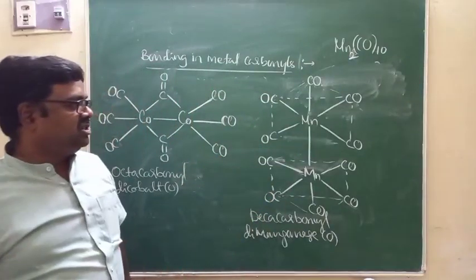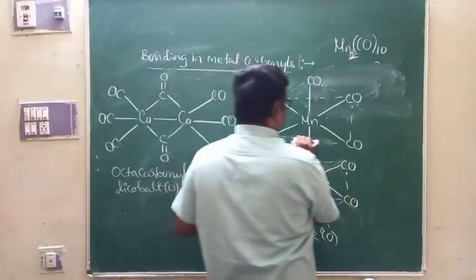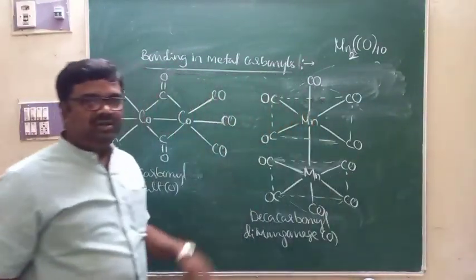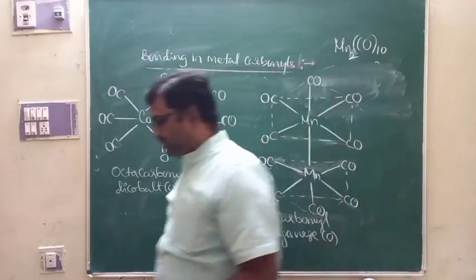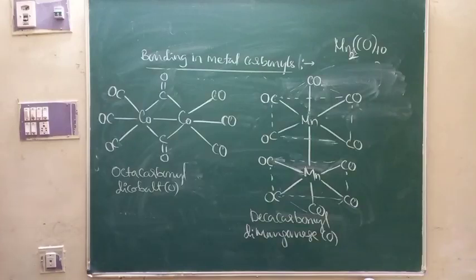And it is a combination of the 2 square pyramids of MnCO 5 times. So that is what we call the structure of some of the metal carbonyls.